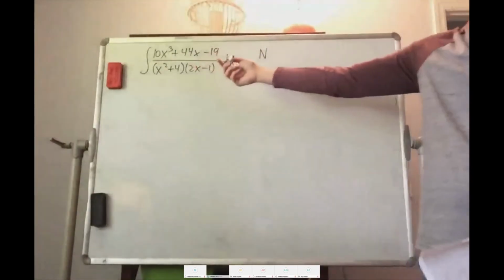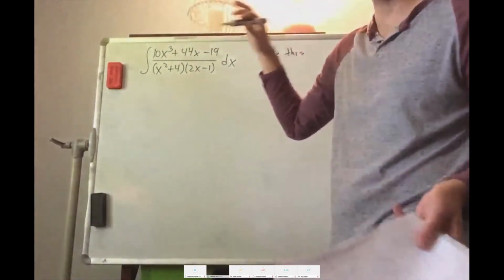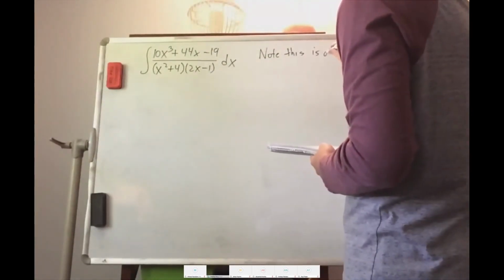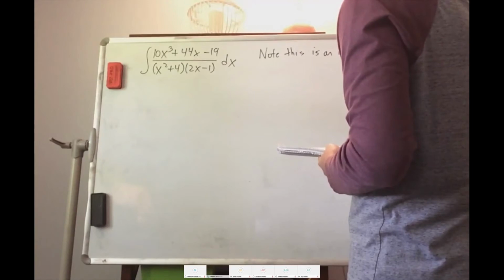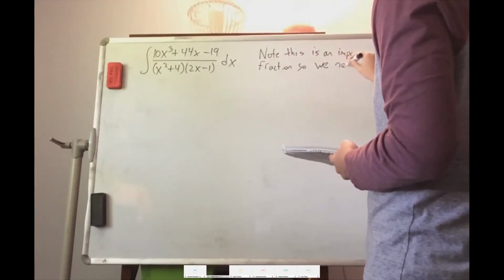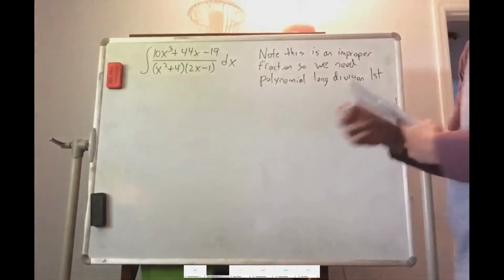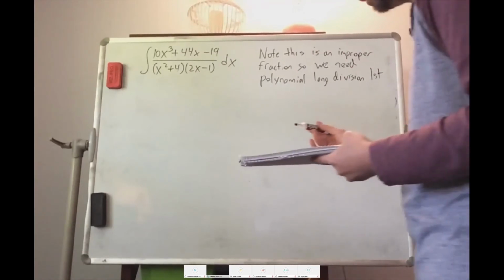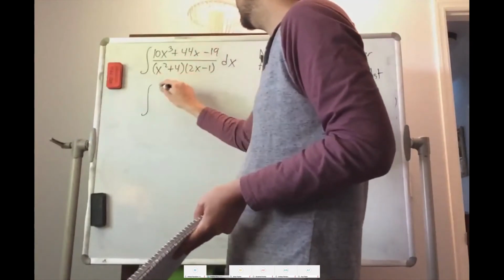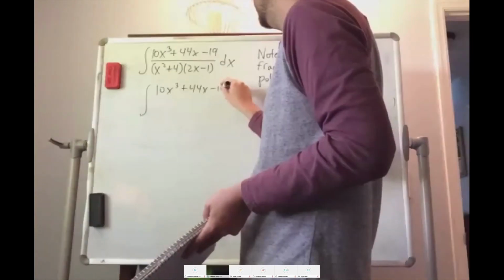First of all, it's just easily overlooked. So notice this is an improper fraction. So essentially, we need polynomial long division first. So we're going to do that part first. That means I'm going to actually have to FOIL this thing out because I need to do the whole long division. So top is the same.